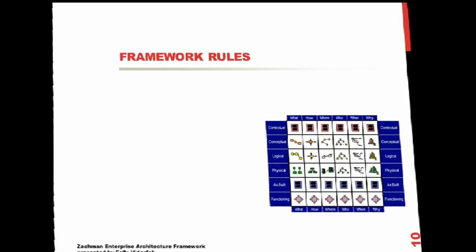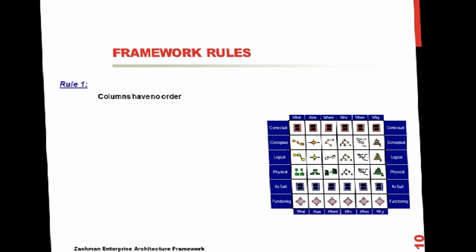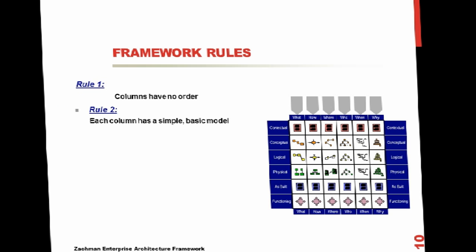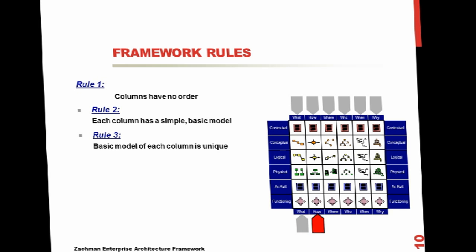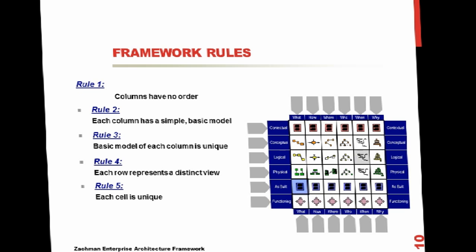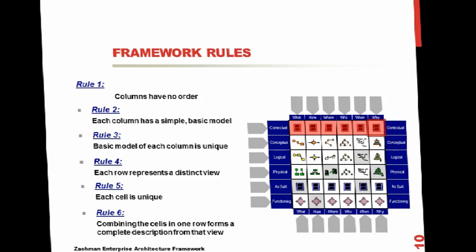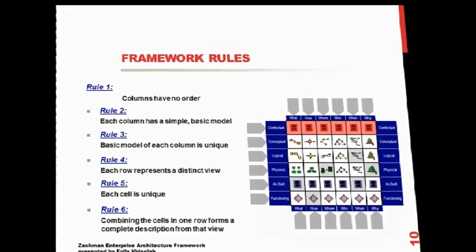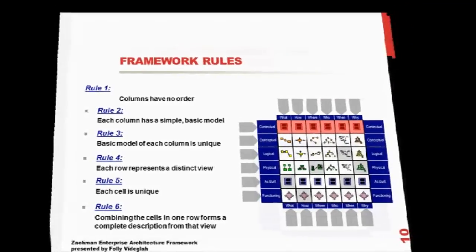The framework's rules. What do we mean by that? The columns have no order. Each column has a simple and basic model. The basic model of each column is unique, and each row represents a distinct view. Each cell is unique, and the rows are a combination. The cell is one row from a complete description from that view.